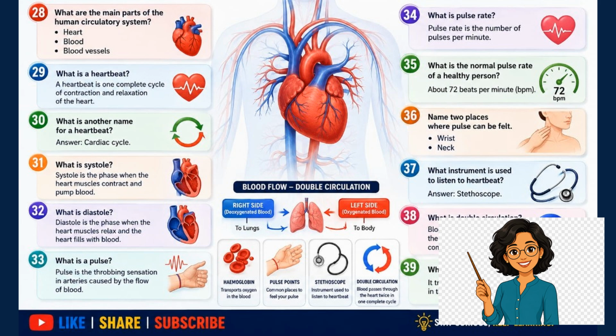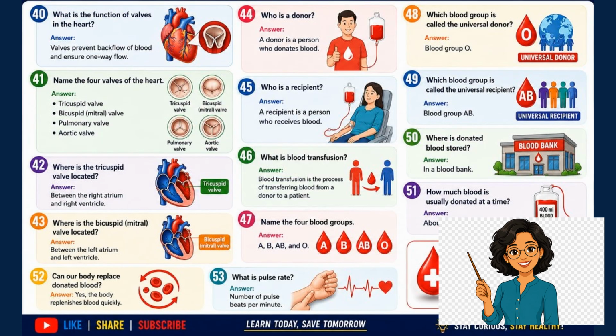Key takeaway: a heartbeat is 1 squeeze plus 1 relax, which is systole plus diastole. A normal pulse rate is about 72 beats per minute, and double circulation means blood passes through the heart twice in one cycle. Now we move to the heart valves and one of the most important real-world topics, blood donation and blood groups.